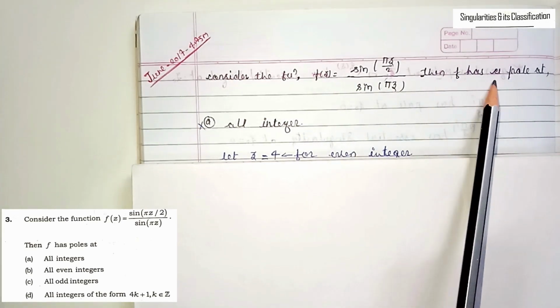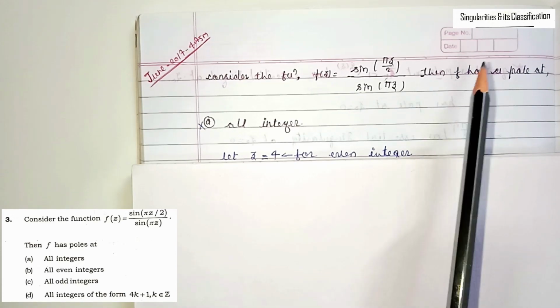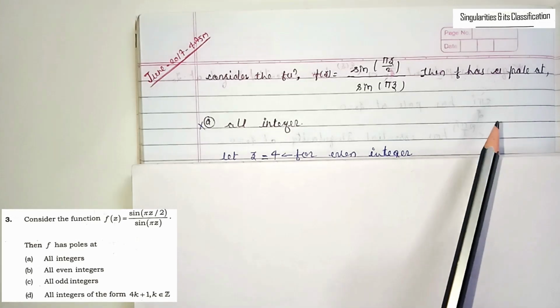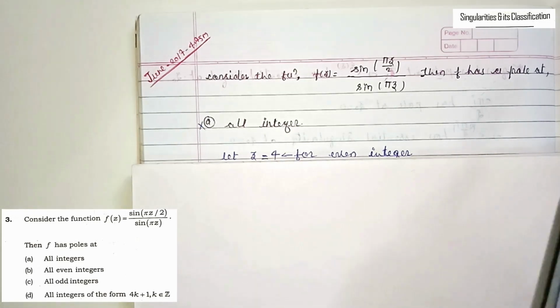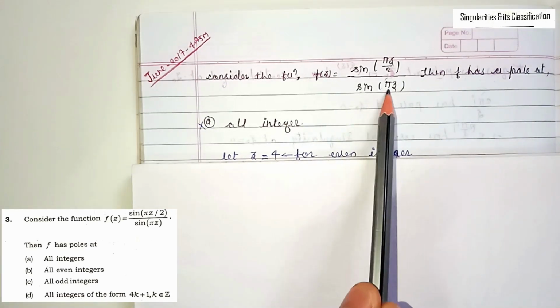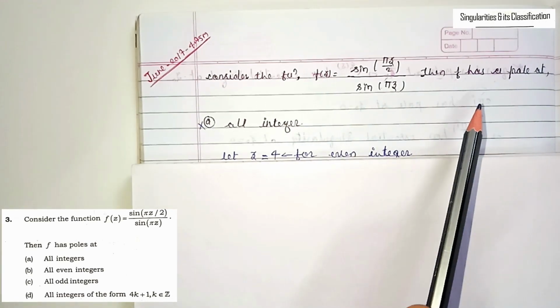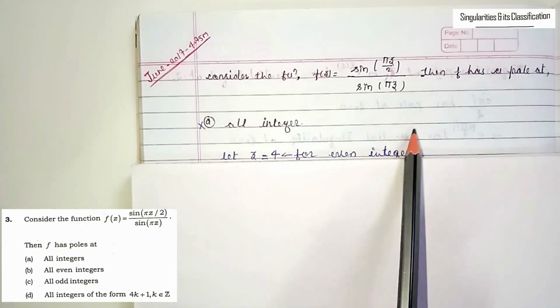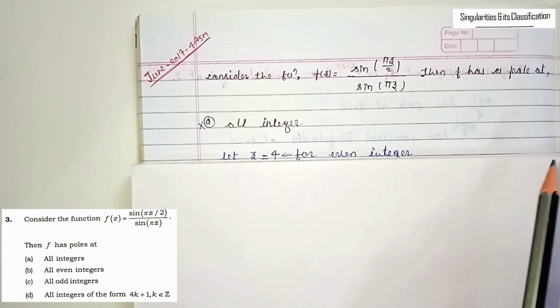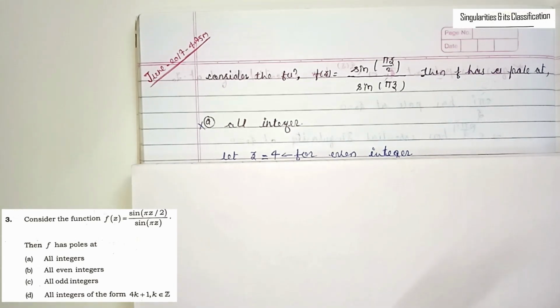Before moving further, we need to first understand pole, removable singularity, isolated essential singularity, and non-isolated essential singularity. A pole: when we put in a value and the denominator becomes 0, it gives us a pole. A removable singularity: if the function is in 0/0 form and after simplification it gives a finite, existing value, then there exists a removable singularity. For non-isolated and isolated essential singularity, we cannot define the function.